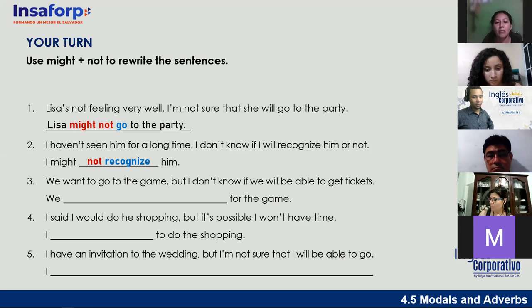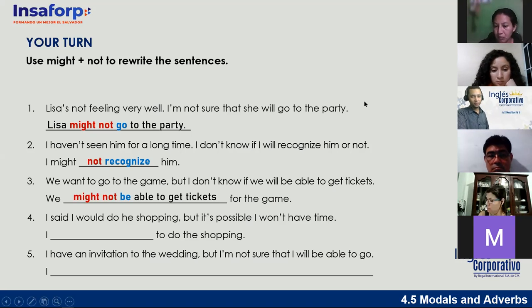We may not get tickets. Okay, we may not. Falta el verbo ahí. We may not able. Antes de able va un verbo. Vamos a ver, Griselda o Natalie. Be. We may not be able to get tickets for the game. Okay, good. Number four, Griselda, do you have it?